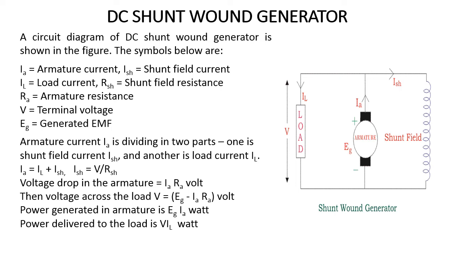Voltage drop in the armature is equal to Ia RA volt. Then voltage across the load V equal to Eg minus Ia RA volt. Power generated in armature is Eg into Ia watt. Power delivered to the load is V into IL watt. Here Eg is the generated EMF which is obtained from the EMF equation of DC generator.